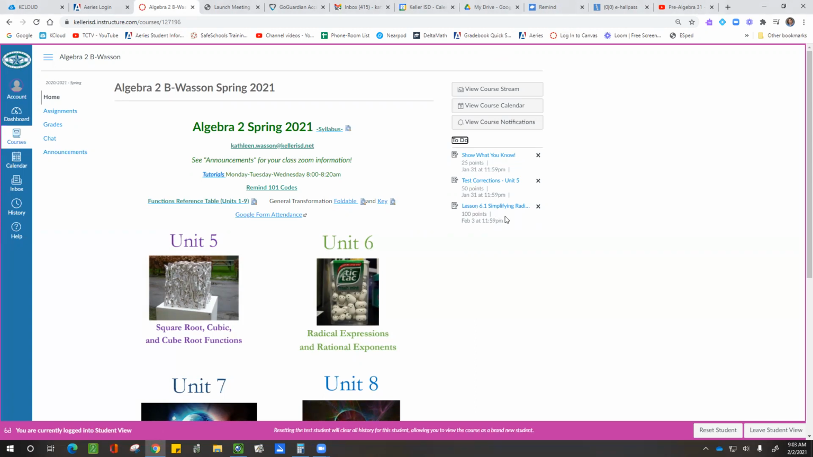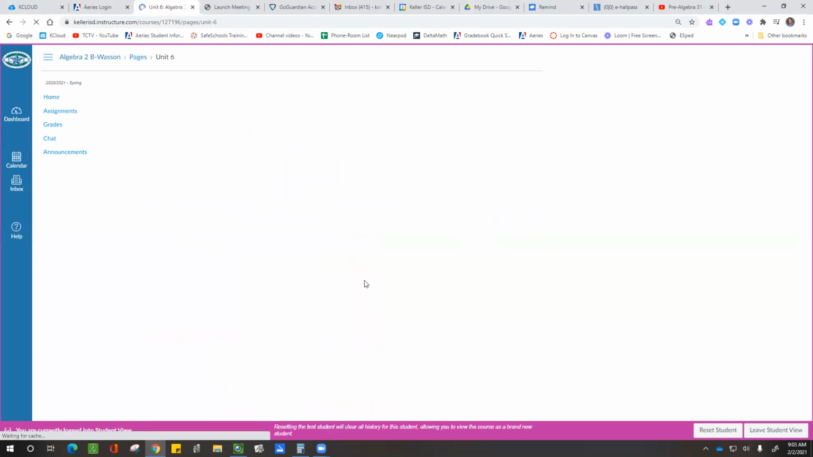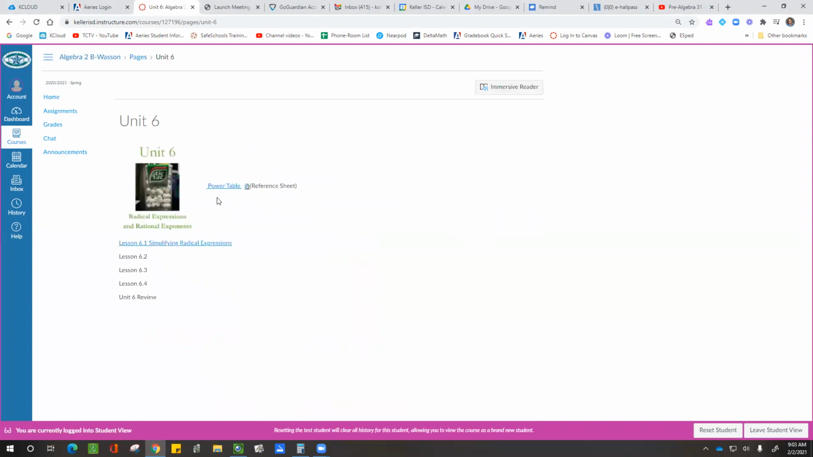And your first lesson for Unit 6 is in here. Or you can go from the page, this Unit 6 page. There's a reference sheet that you need to print for yourself. If you're in person, I'll give you a copy. And then your first lesson is in here.